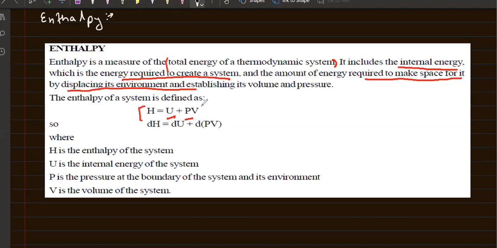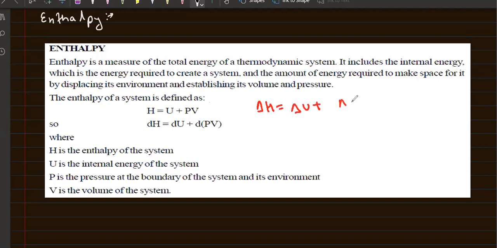Now this is your absolute equation, but we know that when we talk about heat or enthalpy, it is always change. So the change, we have already studied this. I'm just revising it. It will be delta U plus delta PV. How many of you remember this? Yes, I hope all of you remember this. We have studied all those things.